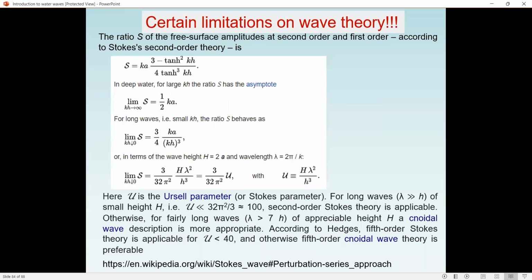Among the parameters for the limitations of wave theories, we always talk about one parameter, the Stokes second order S, which is a ratio. This S describes the ratio of the free surface amplitude of the second order to the first order wave theory, and depending on that S, we finally get a parameter called the Ursell parameter, U. This Ursell parameter plays a key role in the classification of wave height and different types of waves.